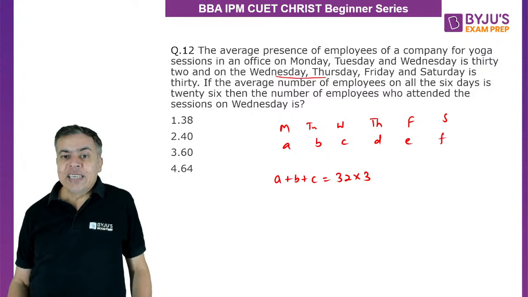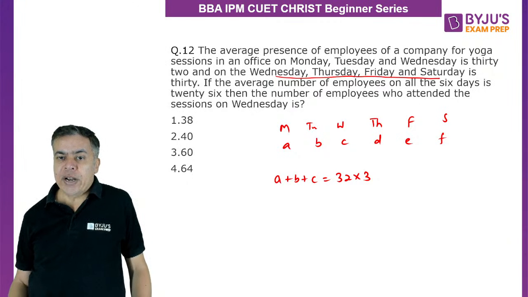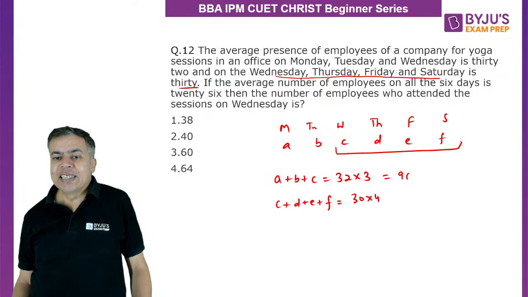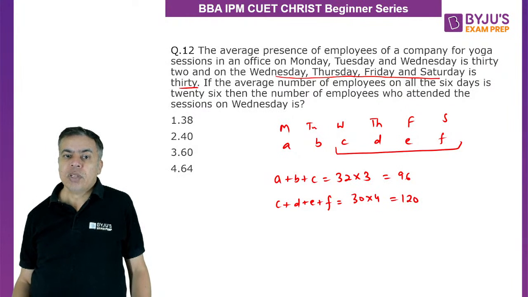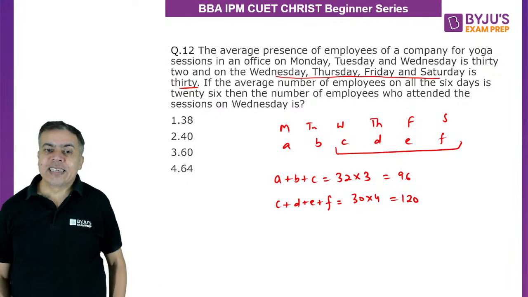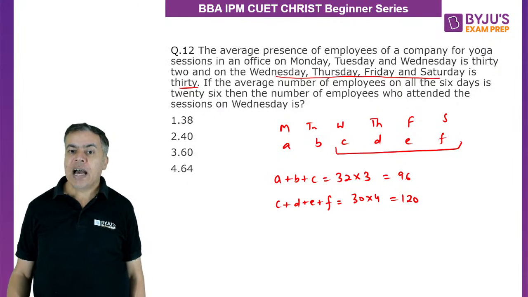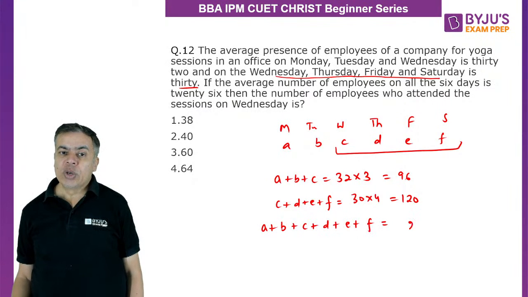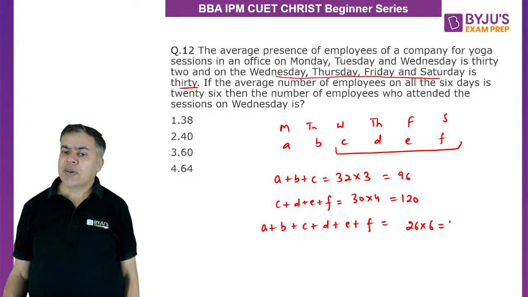So now Wednesday, Thursday, Friday, Saturday, that is C plus D plus E plus F. It is 30, right? So that means 30 into 4, which is 120. If the average number of employees on the 6 days is 26, it is also given that A plus B plus C plus D plus E plus F is equal to 26 into 6, which is, okay, 25 into 6 is 150, so 156.